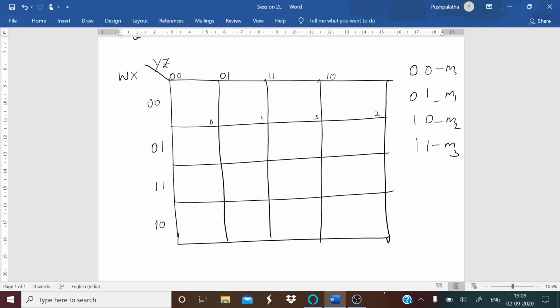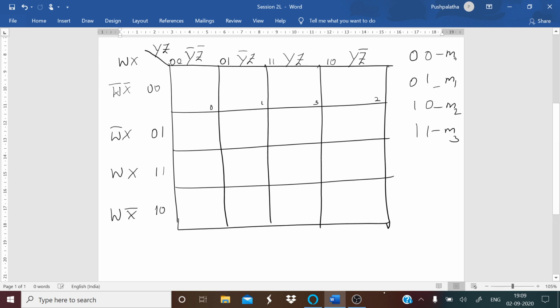So w, x, y, z. So what does this make here? It is w bar x bar, because it is 0, so 0 has got a bar. Next, w bar x, w x, w x bar. In the same way, in the vertical columns you have y bar z bar, y bar z, y z, y z bar.